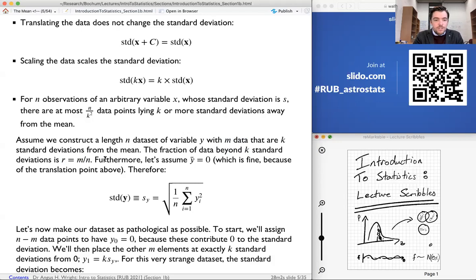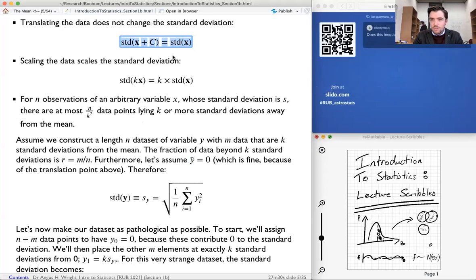And the last thing that we're going to do is assume that the arithmetic mean of our data set y, of our variable y, is equal to 0, just because it's going to make the calculation a bit easier. Now, it's important to recognize that that doesn't change the generality of what we're about to do because of this thing here. The arbitrary center, the arithmetic mean of the data set, doesn't influence its standard deviation, and therefore the choice that we've just made to set the arithmetic mean equal to 0 doesn't have an impact on the conclusion that we're talking about.